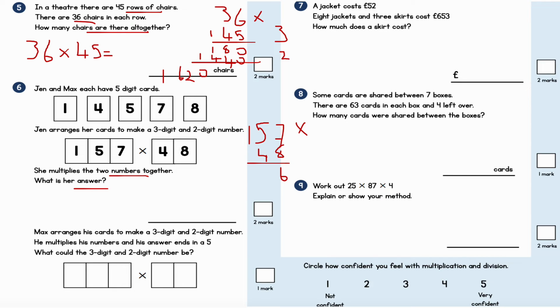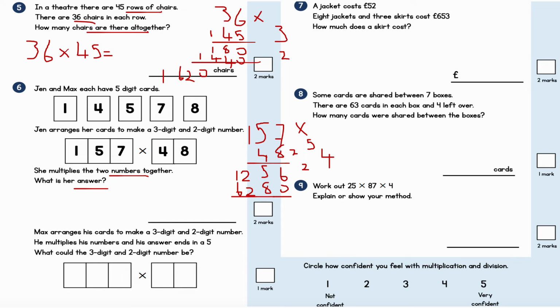7 8s are 56, so carry the 5. 8 5s are 40, plus the 5 is 45. Carry the 4. 8 1s are 8, plus the 4 is 12. 0 there. 4 7s are 28. 5 4s are 20, plus the 2 is 22. Okay, 4 times 4 is, sorry, 4 times 1 is 4, plus the 2 is 6.